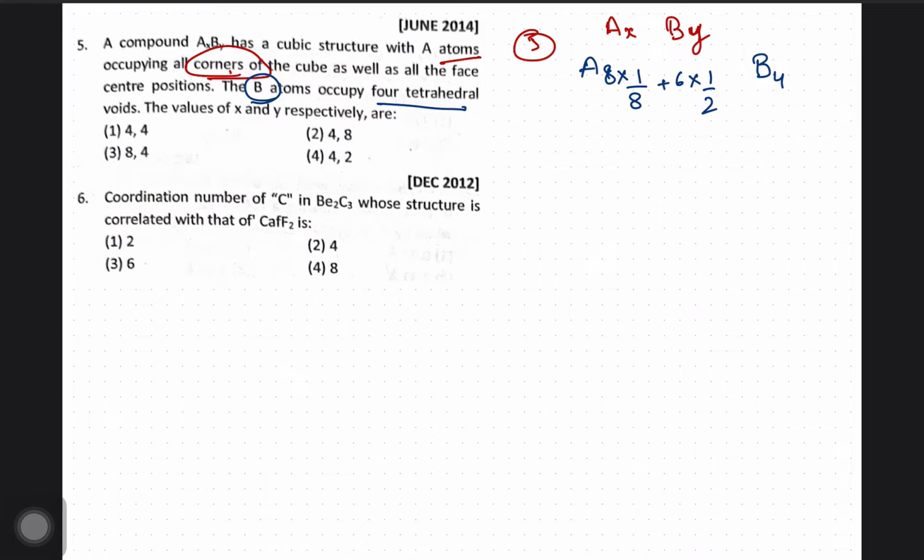So the answer will be 3. A4, B4. AB will be 4, 4. The value of x is 4, 4.